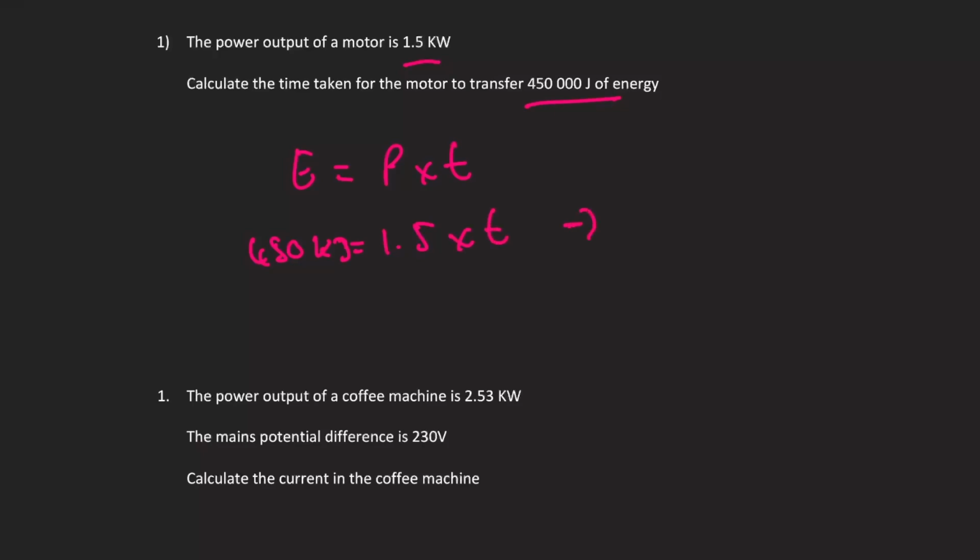So to rearrange then, time will be equal to 450,000 divided by 1.5 kilowatts. And so we just need to remember here to convert that 1.5 kilowatts to watts, right? So it should be 1,500 watts. So that's what we should write. And then you can work out what T you get over here. And if you put that into your calculator, you should get 300, and the unit will be seconds, okay? So that's the first one, hopefully fairly simple.